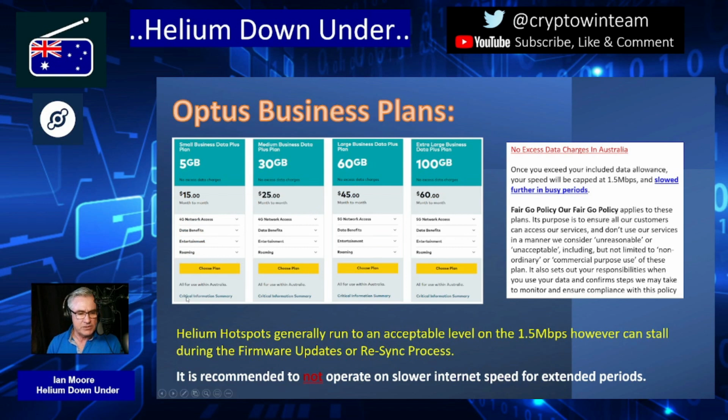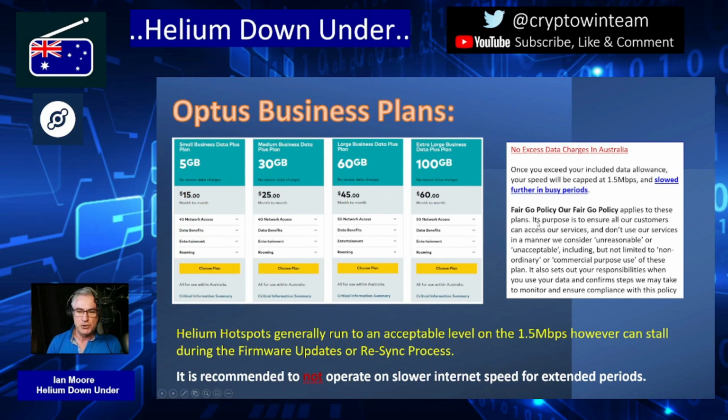Once again, if you look down here, there it is: no excess data charges. Once you exceed your individual data allowance, your speed will be capped at 1.5 megabits per second and slowed further in busy periods, just like Telstra. But here's the additional bit from Optus, and this is why I choose to go for the higher plans rather than opting for the really cheap plans: they operate the Fair Go policy, which applies to all these plans.